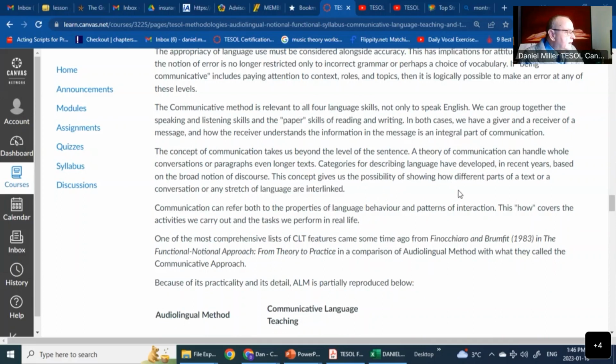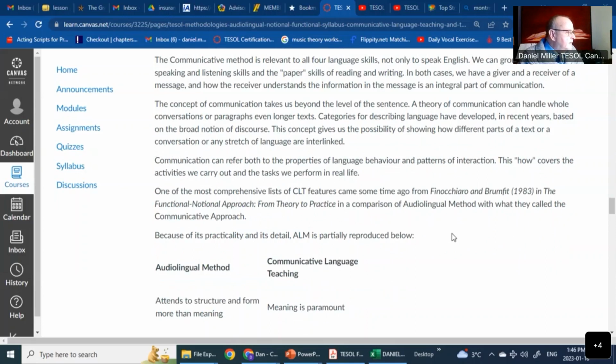Categories for describing language have developed in recent years based on the broad notion of discourse. This concept gives us the possibility of showing how different parts of a text or a conversation or any stretch of language are interlinked. Communication can refer both to the properties of language behavior and patterns of interaction. This covers the activities we carry out and the tasks we perform in real life.